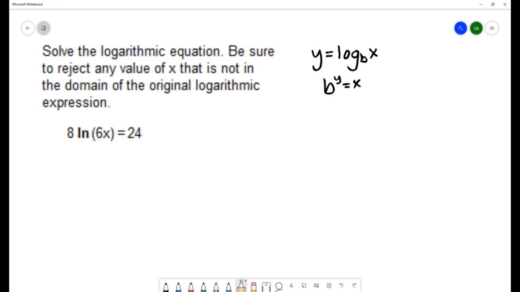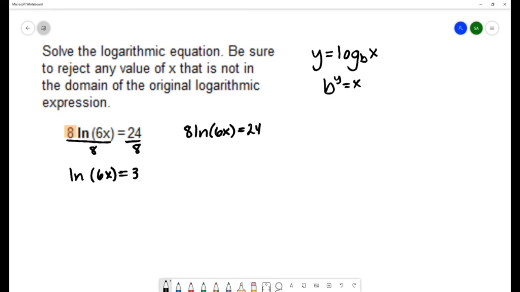But we notice that we have this 8 in front of the log, so we are not in the right format to be able to convert. We need to get rid of that 8, and there are two different ways that we can do that. So I'm going to copy the equation down so that we can look at both ways. One way would be to divide both sides by 8, and that gives natural log of 6x equals 3.